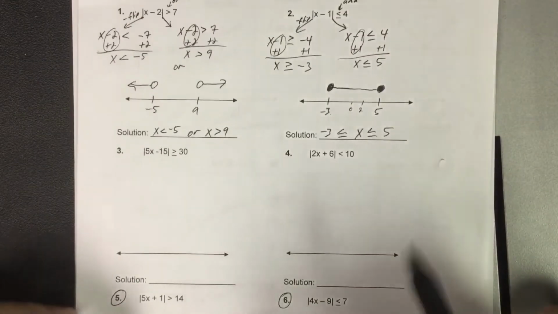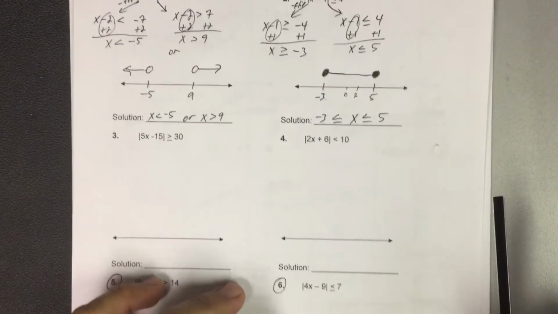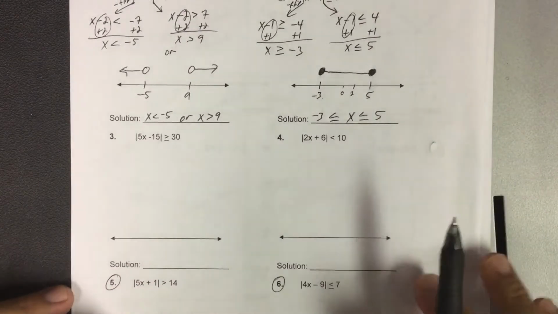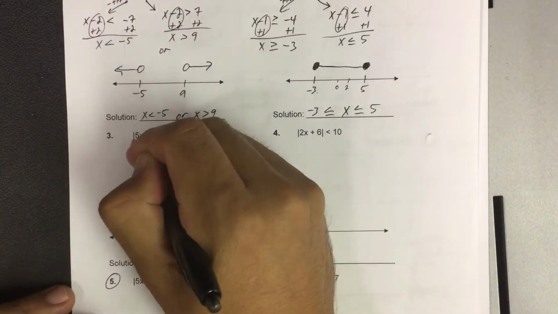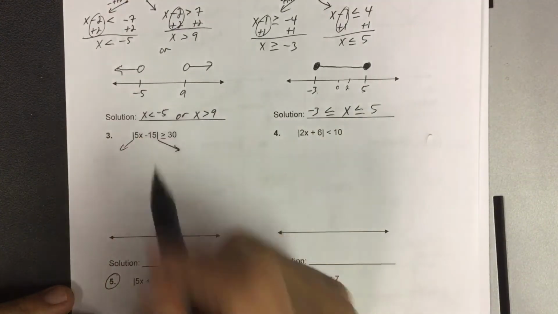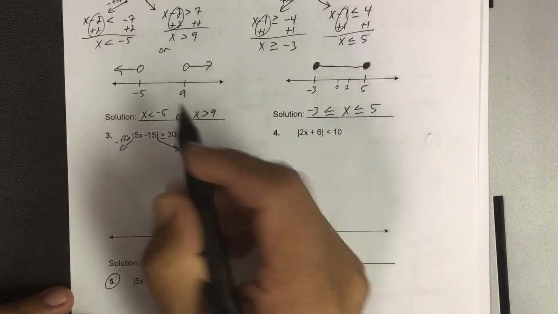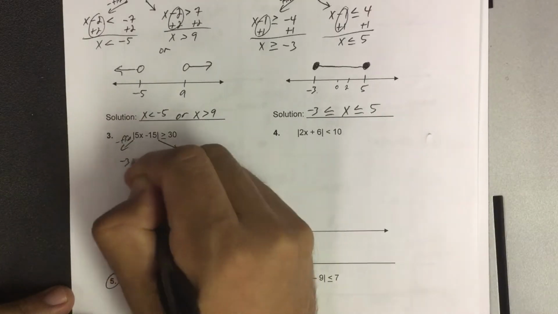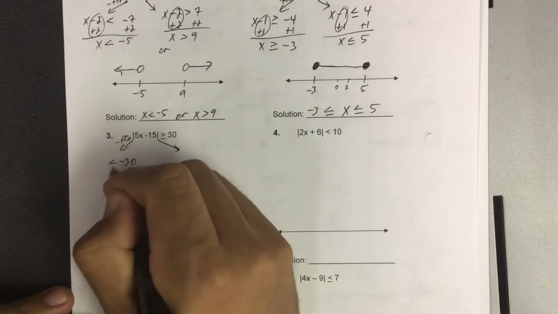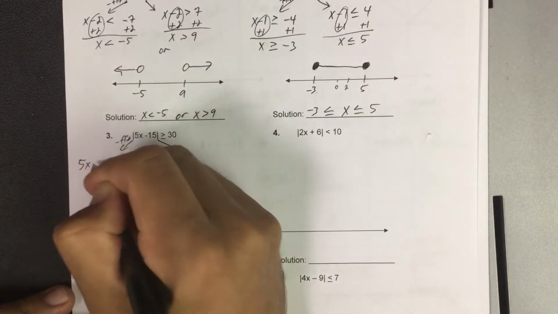Okay, so I circled 5 and 6 because I want you to try 5 and 6 on your own. But looking at these, we're doing the same thing. We are splitting this negative flip, right? So over here, I'm going to have a negative 30, and I'm going to flip this sign. The 5x minus 15 stays exactly the same.